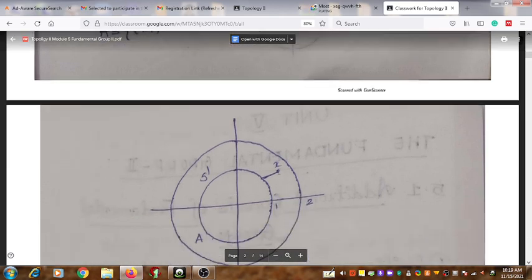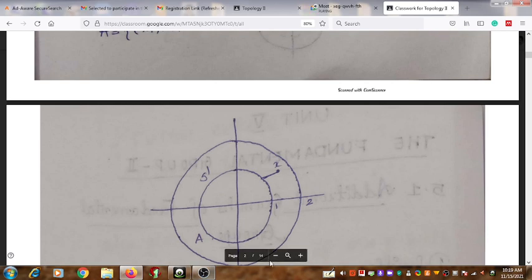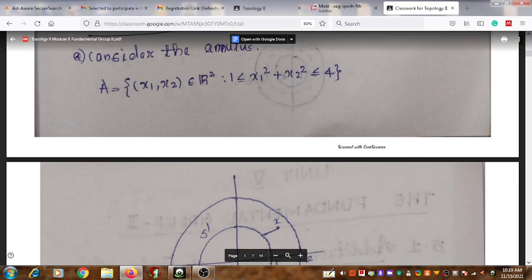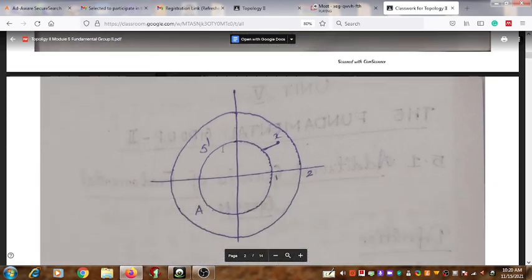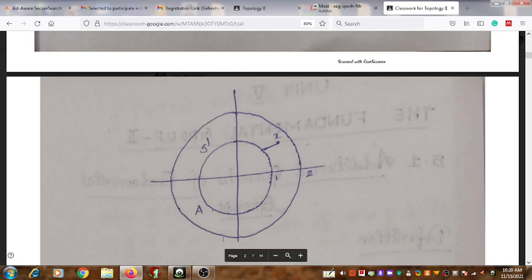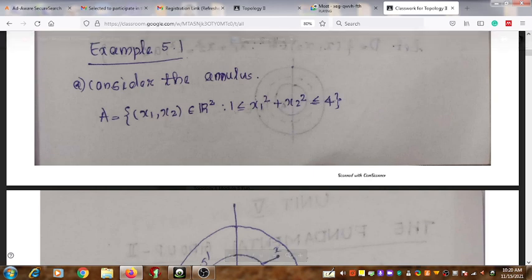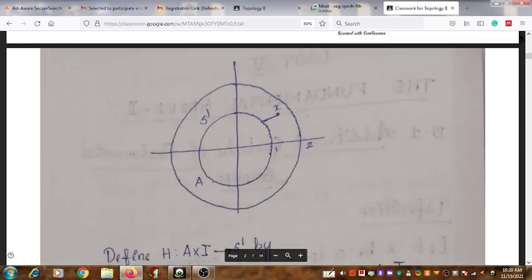Similarly, since the point x lies inside the outer circle having radius 2, you can show that x1 square plus x2 square is less than or equal to 4, with equality only when the point is on the outer circle. So if the point is on the outer circle, x1 square plus x2 square equals 4. This is the mathematical representation of that space.